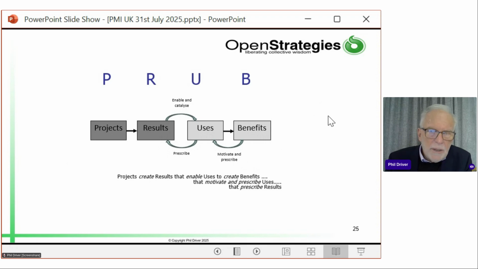So it's not just PRUB, it's what I call these activation flows. What is the flow between a result and a use? And it's what I call enabling. The result does not cause the use, the result enables a use. And that change of ownership is really important. In many ways, it's a depowering of the project managers, and it's empowering the users. And that has quite profound significance.